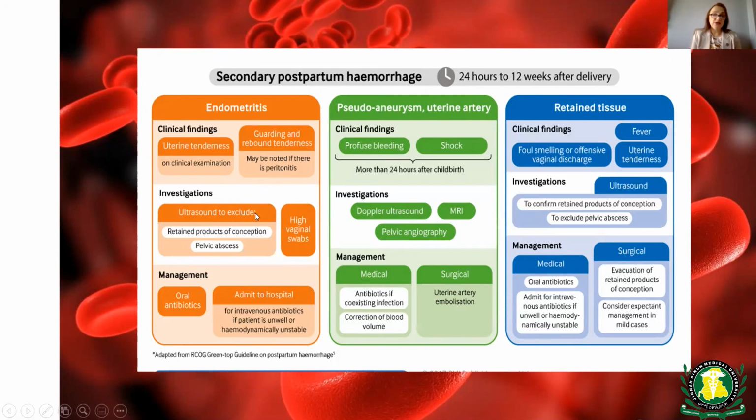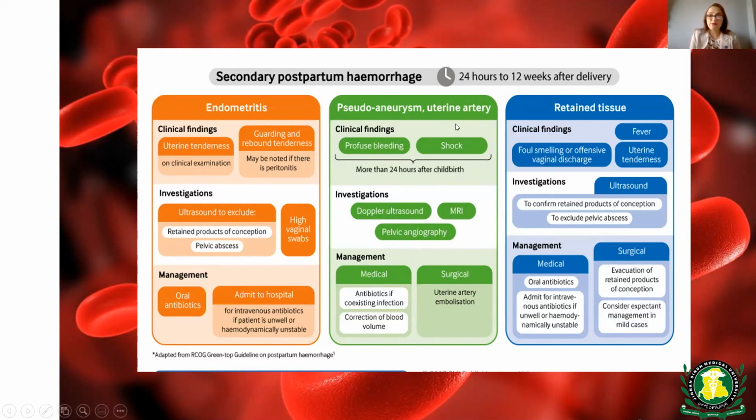You need to do an ultrasound to exclude retained products of conception or a pelvic abscess, and you need to do high vaginal swabs and blood cultures. Start oral antibiotics immediately and admit to hospital for IV antibiotics if she is unwell or hemodynamically unstable. You do serum lactate for such a patient, and if the lactate level is 4 or above, this is an immediate admission for high dependency unit.